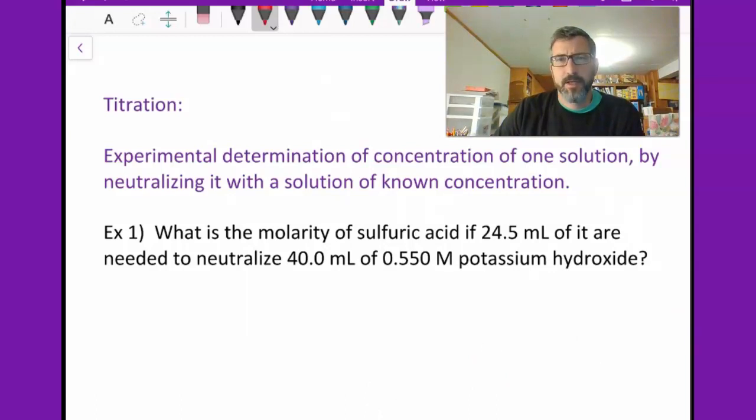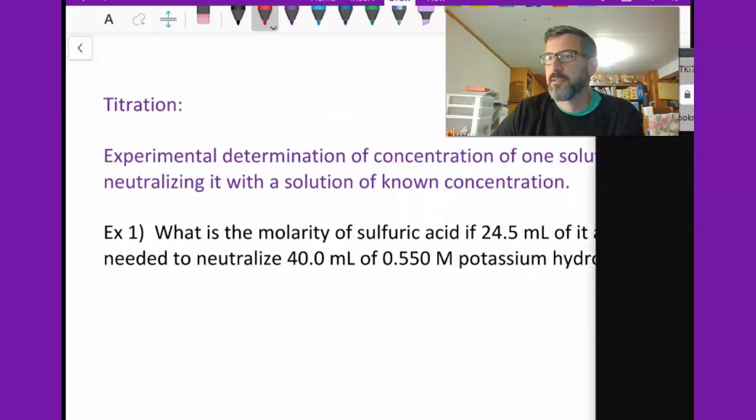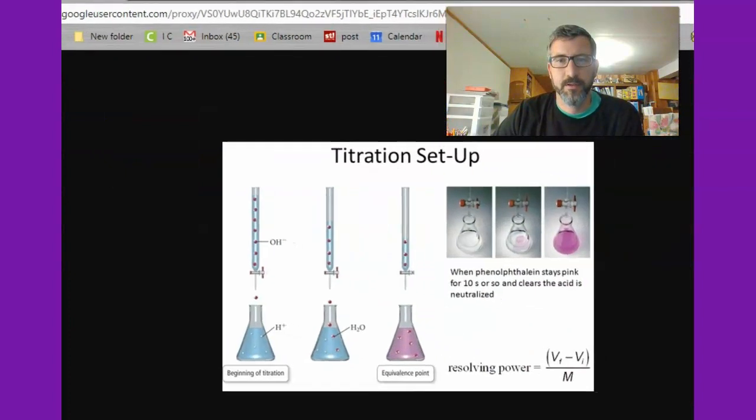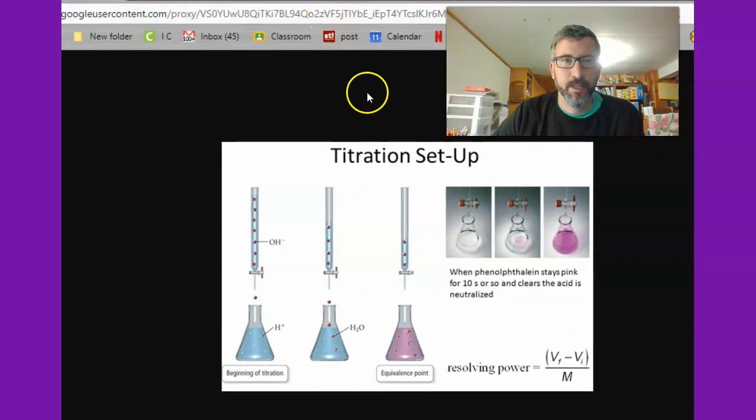And unfortunately, we're not going to be able to do any titrations. We usually do like 2 or 3 of these in the lab. So you're not going to have the experimental experience, but here's a picture of what it would look like.